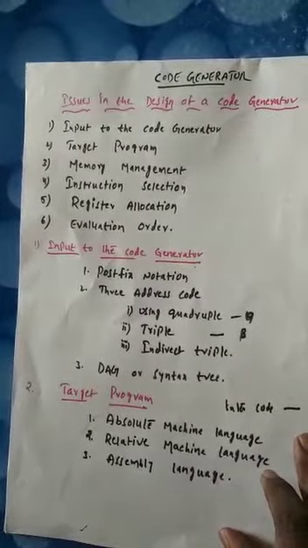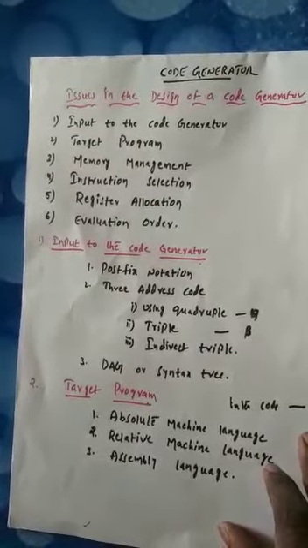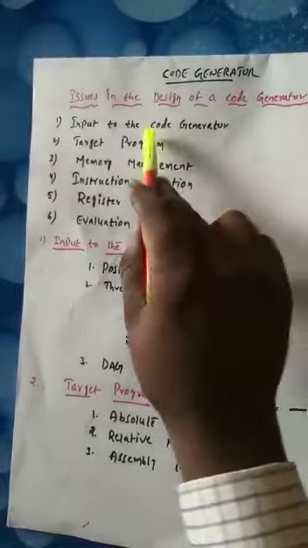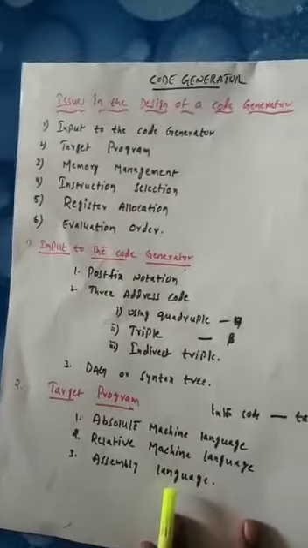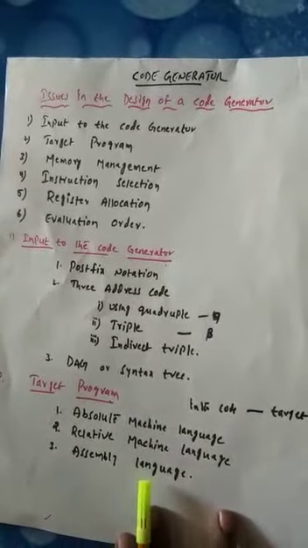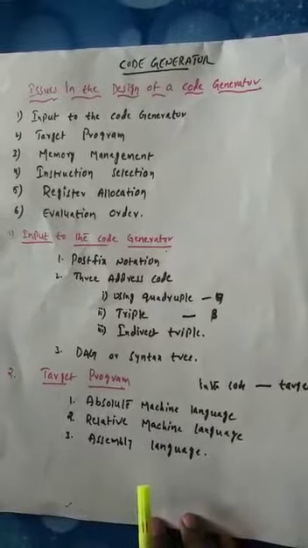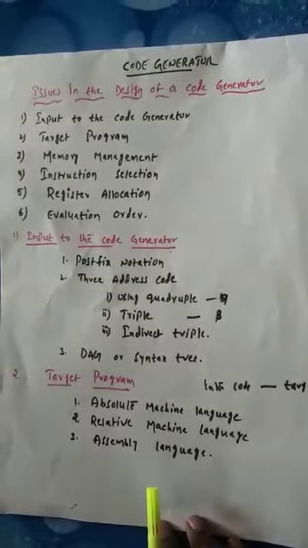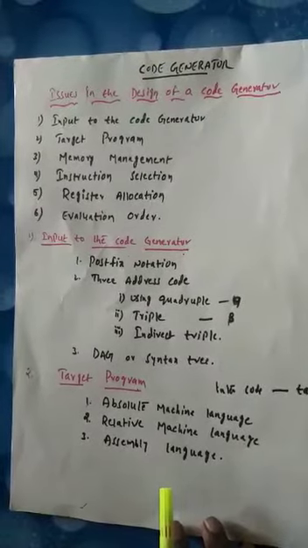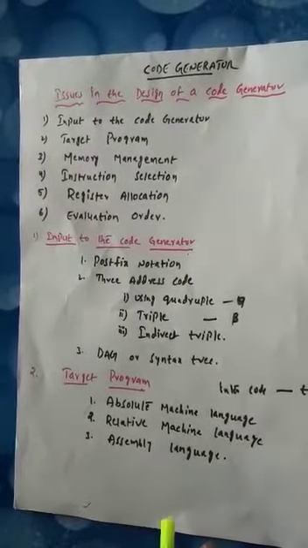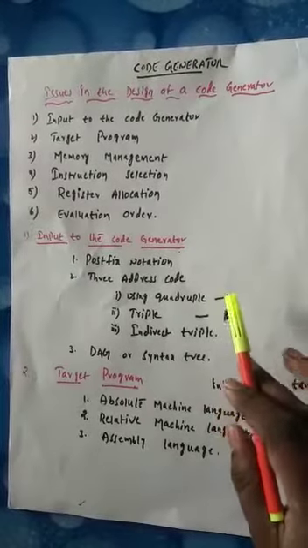There are 6 different design issues of a code generator. Those are: input to the code generator, second, target program, third, memory management, fourth, instruction selection, fifth, register allocation, and sixth, evaluation order. By keeping these 6 design issues in mind, we have to design a code generator. Out of the 6, the first one is input to the code generator.